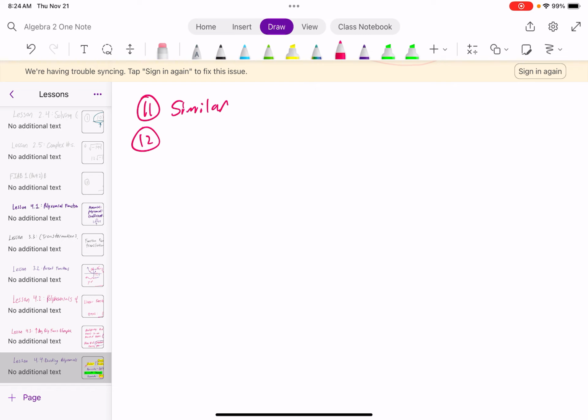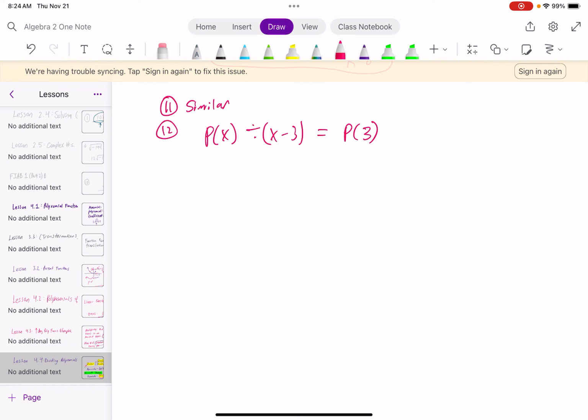Okay, so for this one, you have to know that if p of x is divided by x minus 3, that's going to equal your p of 3. And the polynomial at x equals 3, right? If you look at the graph, that polynomial at x equals 3 has a value of 1.